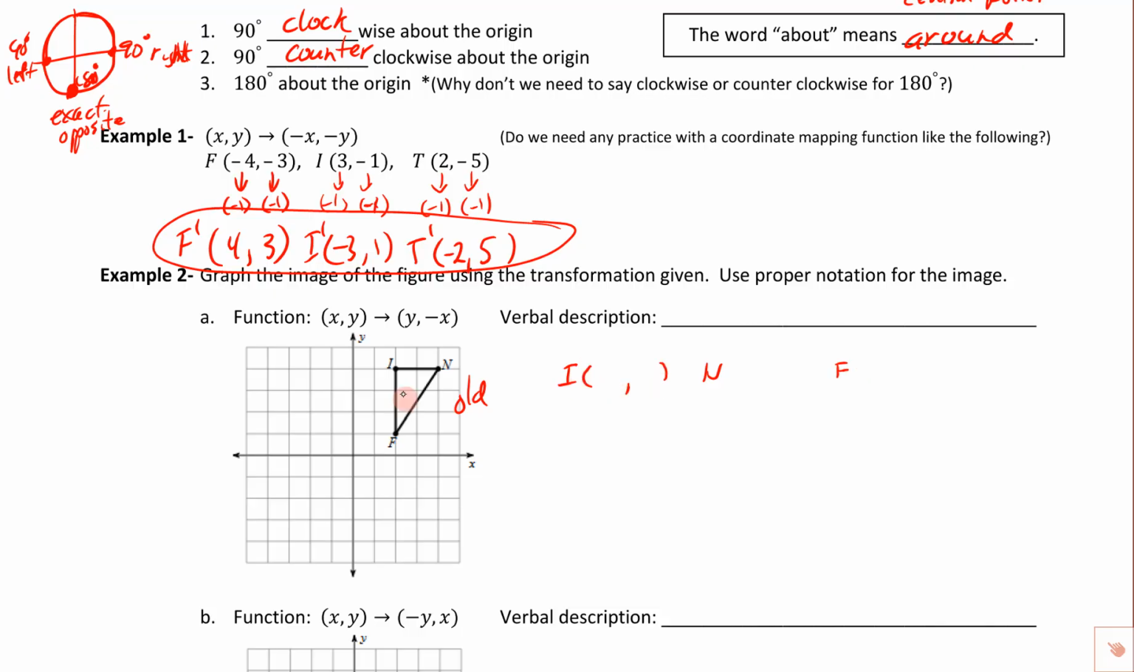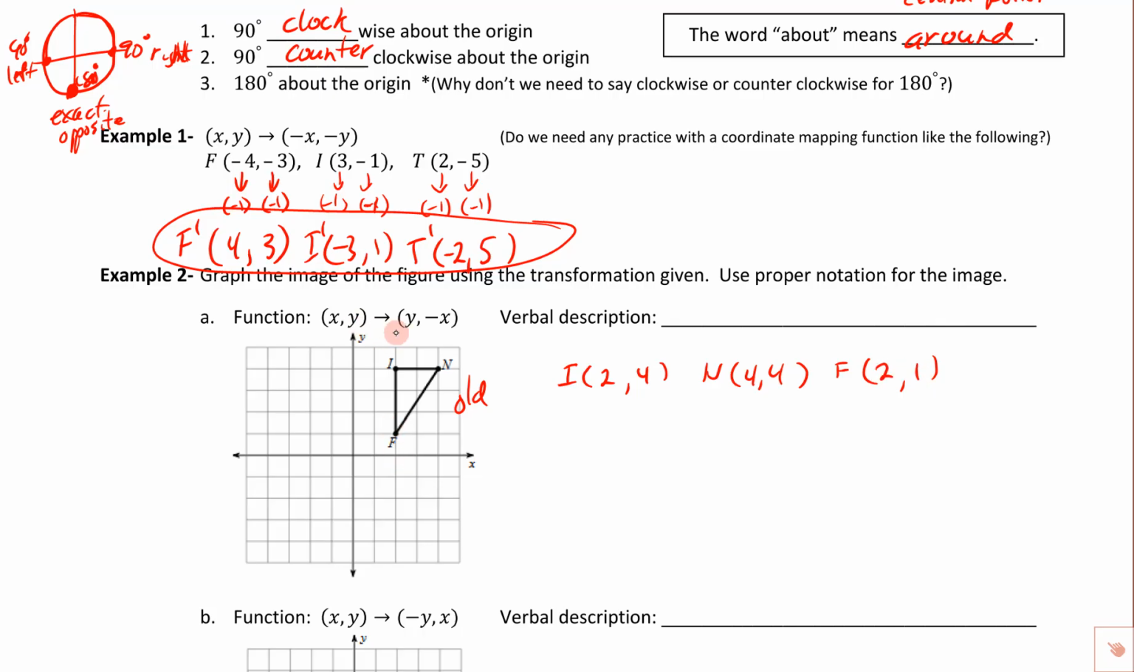We're going to write down each one of those coordinates. So this one is over 2 and up 4, so 2 comma 4. N is, let's see, over 4 and up 4, so 4 comma 4. And then F is over 2 and up 1.